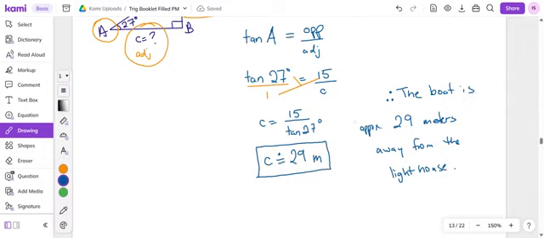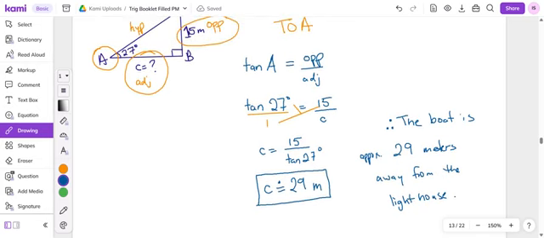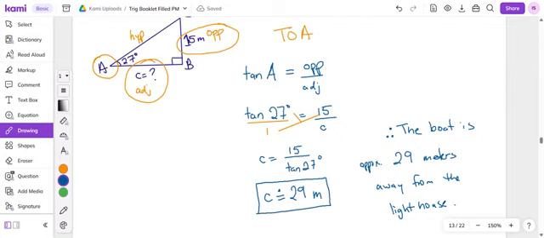And let's pause and do a critical thinking check. So, does 29 meters make sense? Sure, it's similar to 15, right? It's not 200 meters. If I had 200 meters or 0.2 meters, I would know I made a mistake. So this is similar enough.